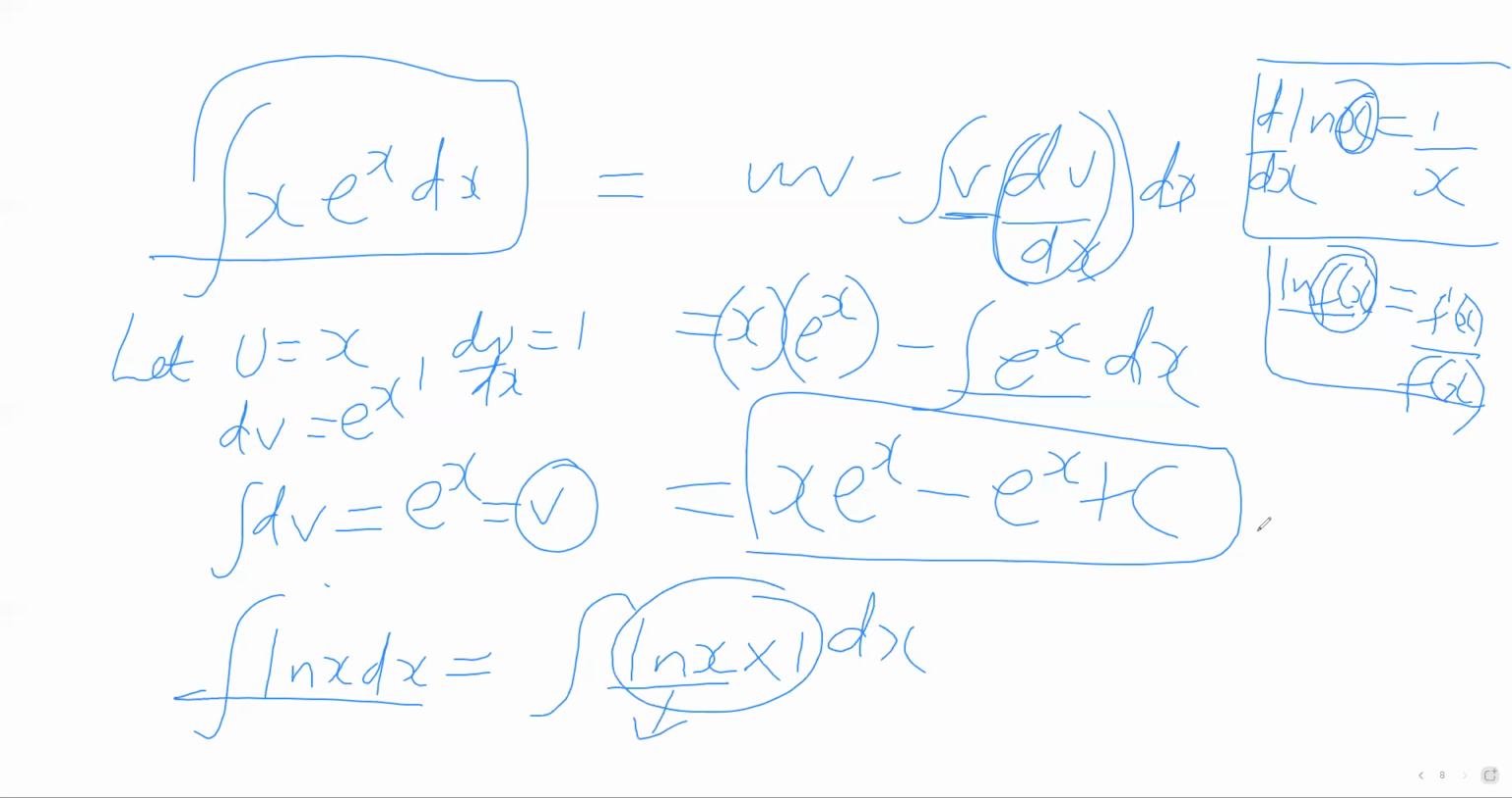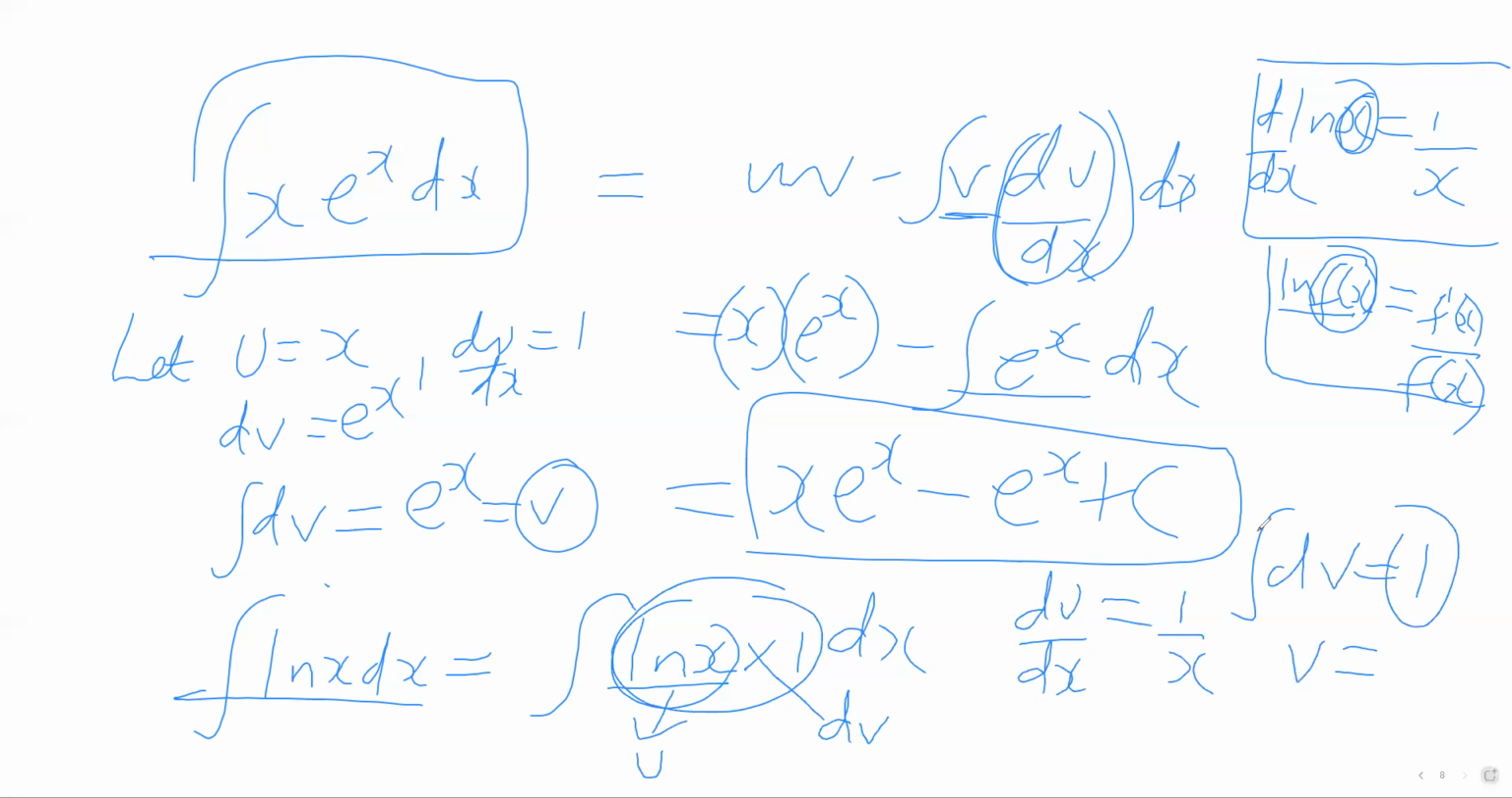so that we can use integration by parts, where this will be u, and then this will be dv. To get du dx, we get what? The derivative of ln x, which is 1 over x. And then to get v, remember dv is 1, so you are integrating 1 with respect to x, which is x. And then we use the formula, which is this formula here.